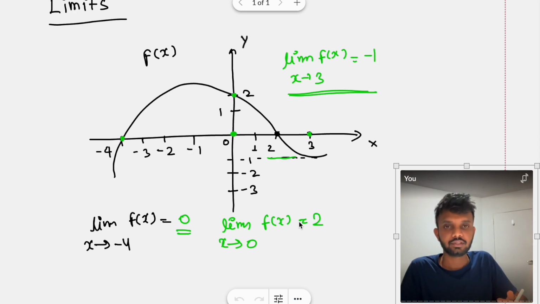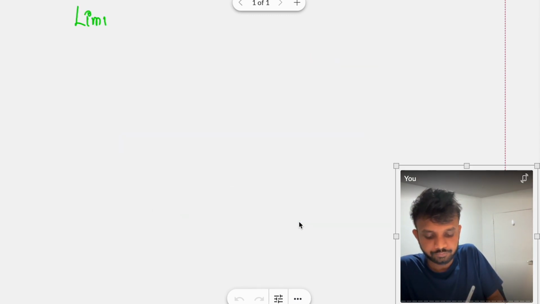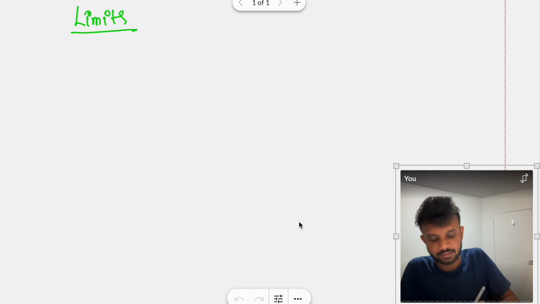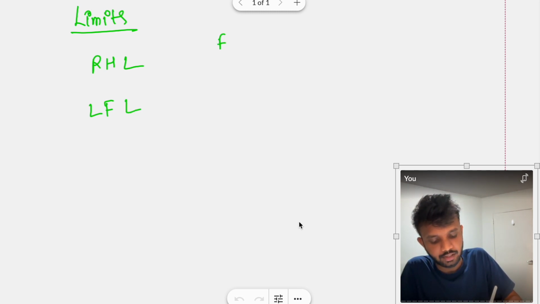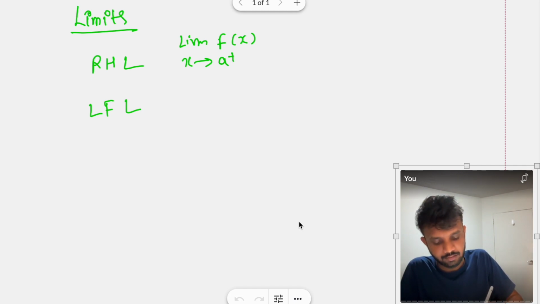Now we'll discuss more concepts. The next concepts in limits are the right hand limit and the left hand limit. So what is the right hand limit? The limit of f(x) as x tends to a plus is the right hand limit. And if I want to discuss the left hand limit, it is f(x) for x tends to a minus.